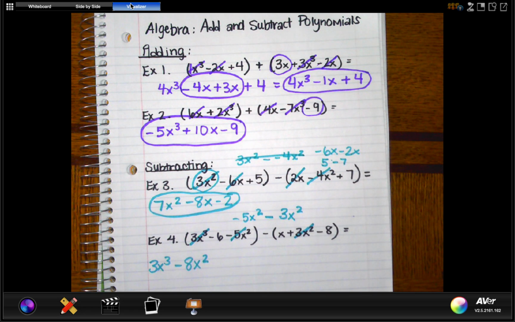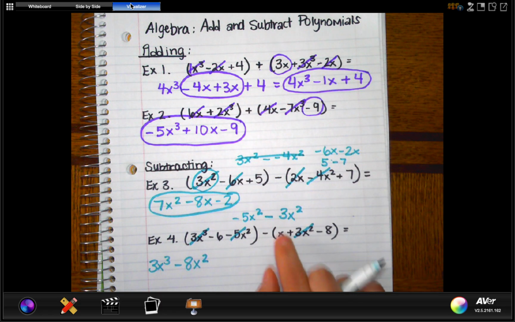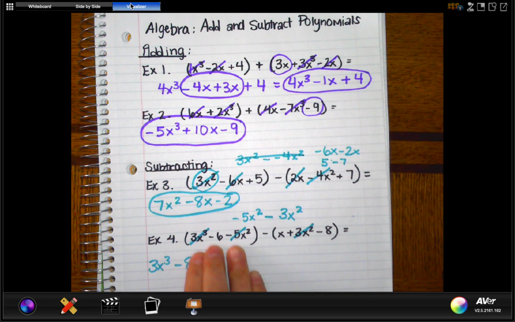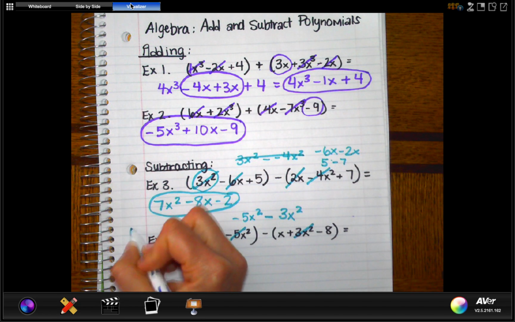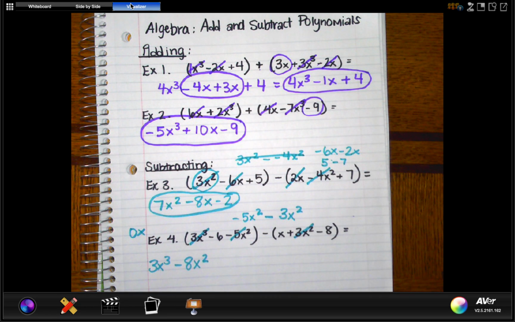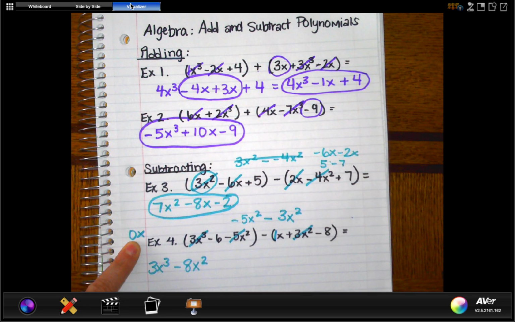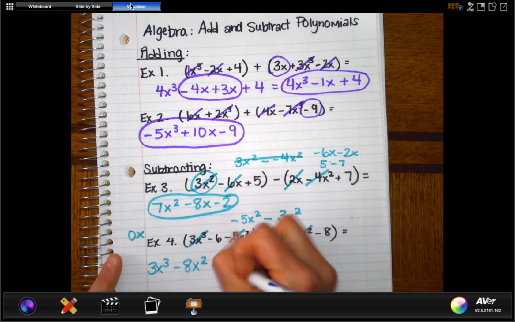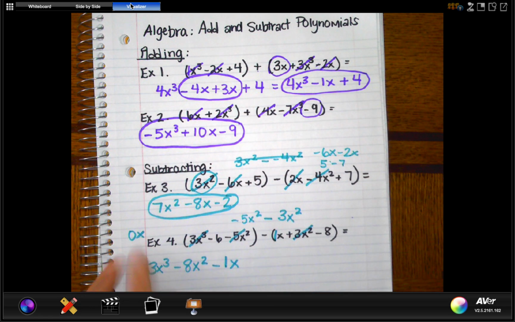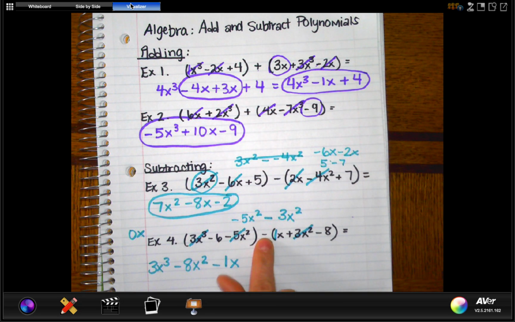Okay, now the only term left in your first trinomial is a negative 6. However, you have a plain x in here. So there is an x term right here, but it's like a 0. It's like this guy has a 0x in it, okay? So 0x minus 1x is going to be negative 1x, okay? You really have a 0x minus that 1x.